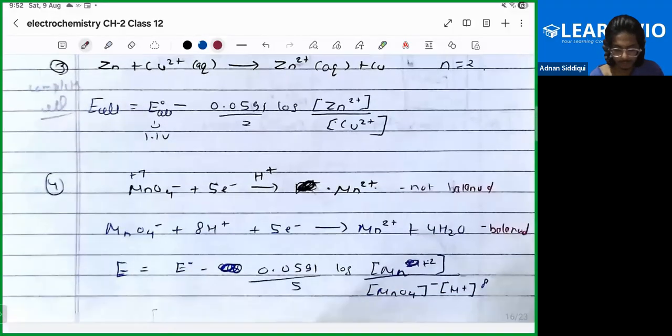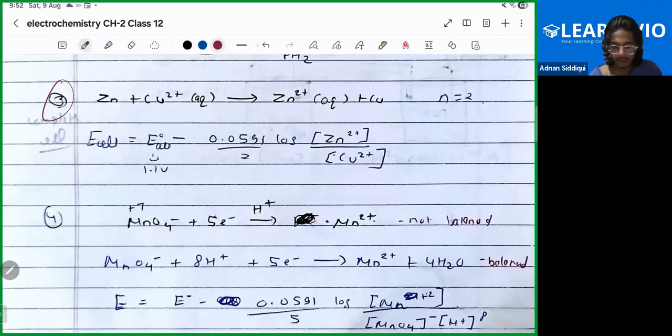Now let us see this one. What do we have here? It is basically a redox reaction. Reduction and oxidation are both happening simultaneously, right?